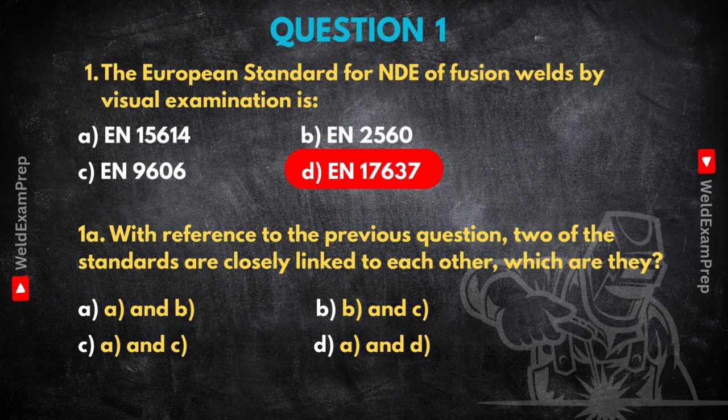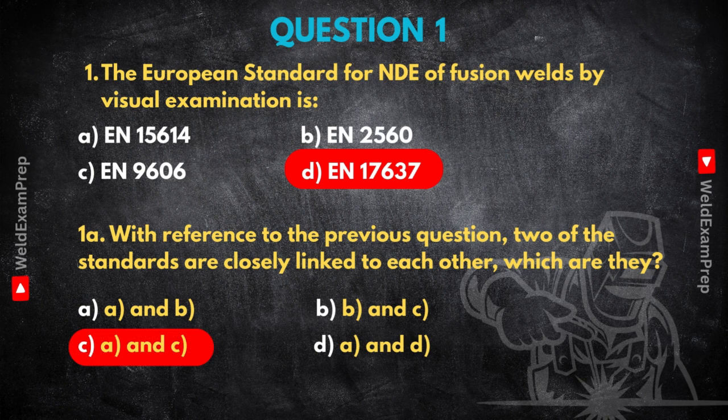B, EN 2560 and EN 9606. C, EN 15614 and EN 9606. D, EN 15614 and EN 17637. This question really gets to the heart of how quality assurance works in welding. It's all connected. When you consider that whole quality control framework, the correct answer here is C, EN 15614 and EN 9606.